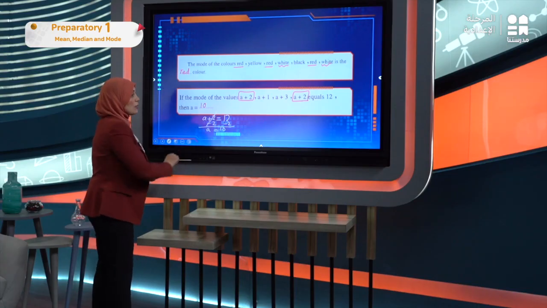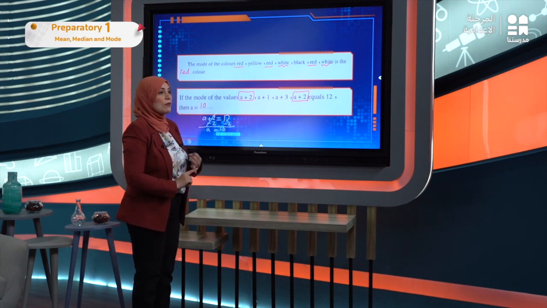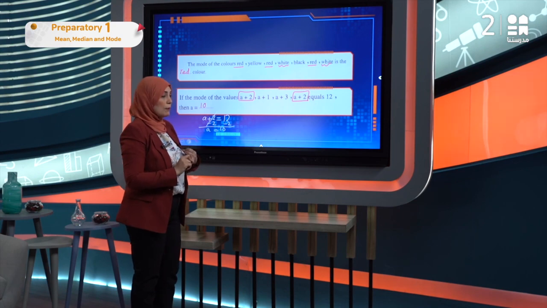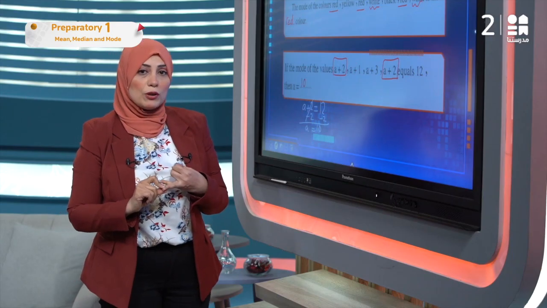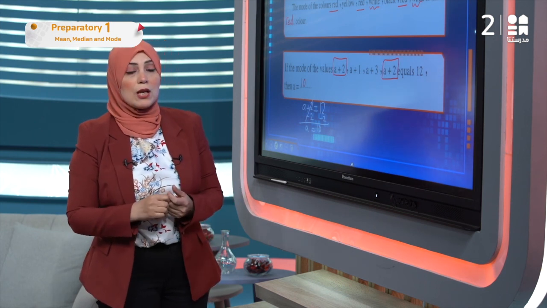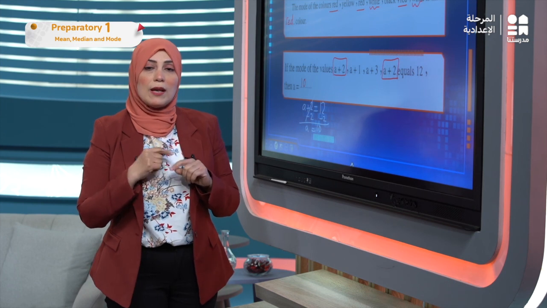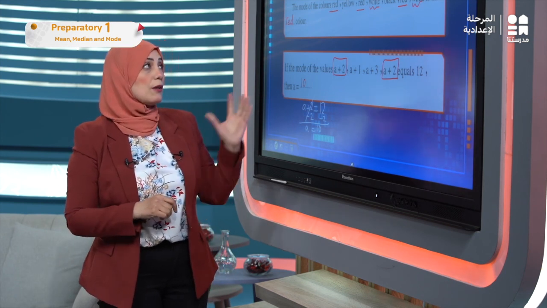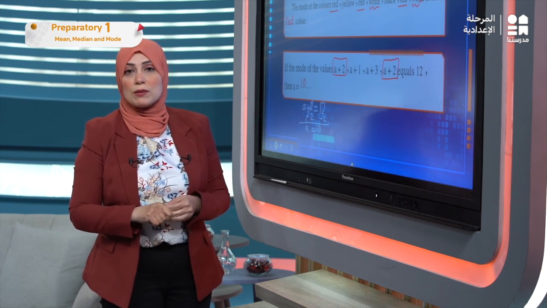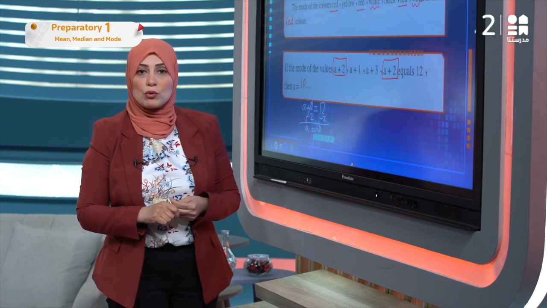That's all about today's lesson. We studied the mean: add all of them and divide by the number of values. Median: arrange them. If you have an odd number, we will get one value in the middle, and it will be the median. If we get 2 values for an even number, we will add them and divide by 2. Then the mode is the most repeated number. It can be a number, 2 numbers or more, or there is no mode.